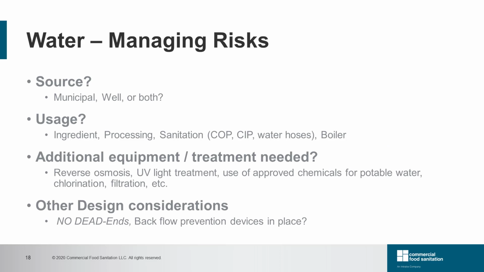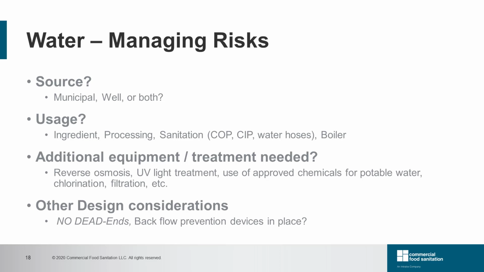How do we manage risks from water? First, we need to be aware of the source of our manufacturing plant water. Are we using municipal or well water? Whichever source is used, the water needs to meet local laws and regulations. We need to identify and address the corresponding risks according to these different water sources.